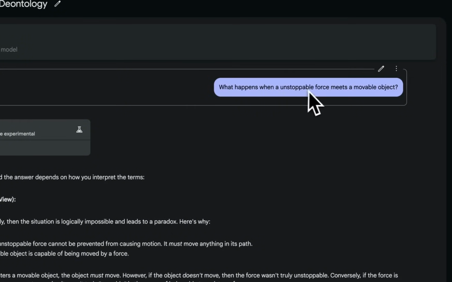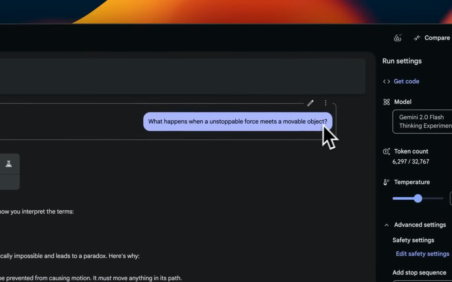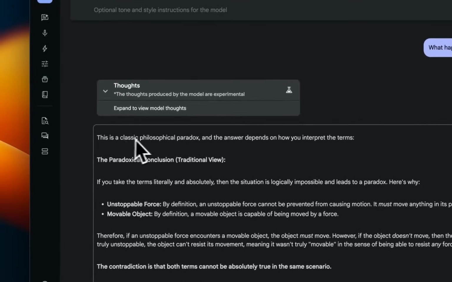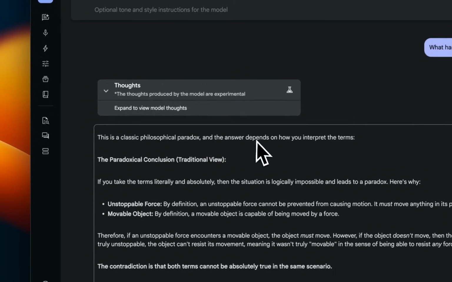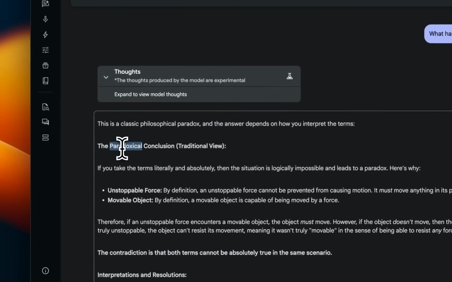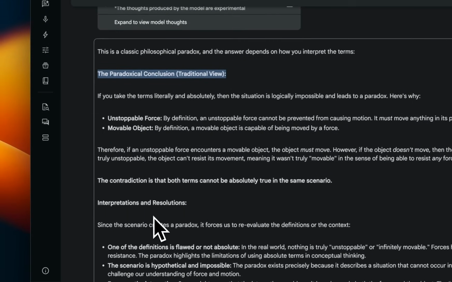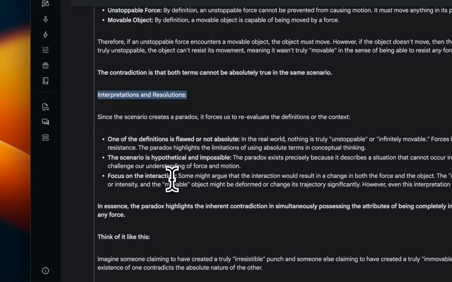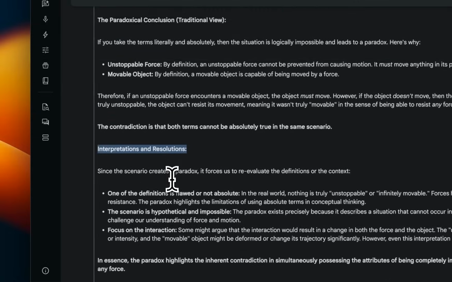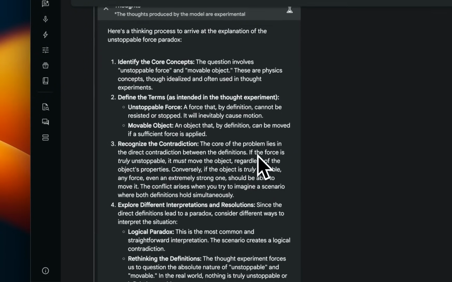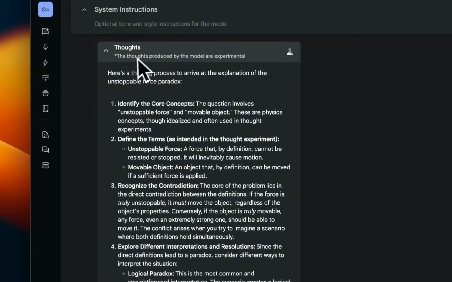What happens when an unstoppable force meets a movable object? So it should be pretty straightforward, but it says this is a classic philosophical paradox, and the answer depends on how you interpret the terms. So, the paradoxical conclusion, traditional view, there are some other interpretations given. Again, I think it has to do with the misguided attention that we have been talking about, specifically with these reasoning or thinking models. But let's look at the thought process.